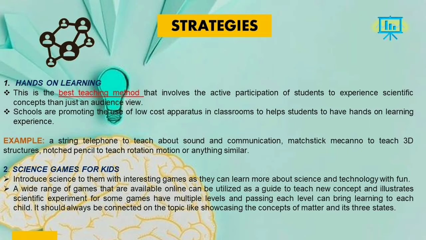These are the following strategies and methods of teaching solid, liquid, and gas to grade 3 students. First is hands-on learning. This is the basic best teaching method that involves the active participation of students to experience a scientific concept rather than just being an audience. Schools are promoting the use of low-cost apparatus in the classroom to help students have a hands-on learning experience. So in this strategy, the teacher has to take advantage of some apparatus in the classroom or school that is usable in teaching the states of matter, because it will enable the learners to understand the lesson well because they can see it. An example is asking for an ice from a canteen and then showing the students how it changes from solid to liquid.